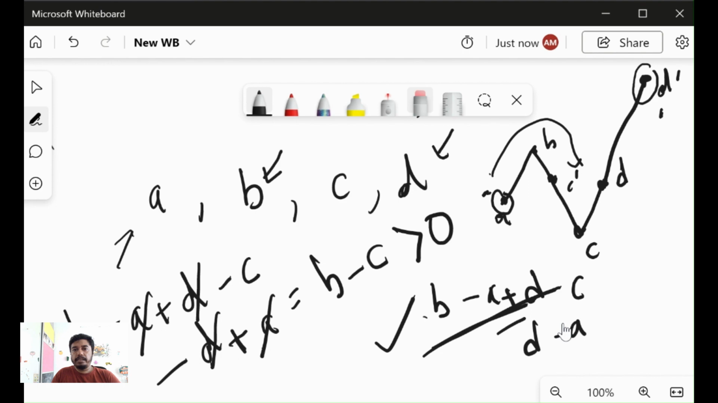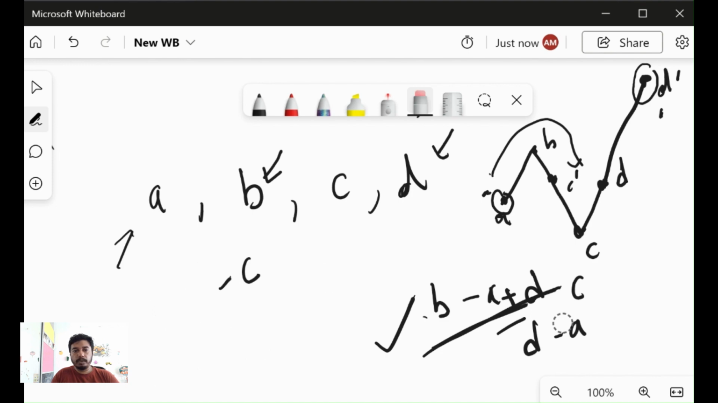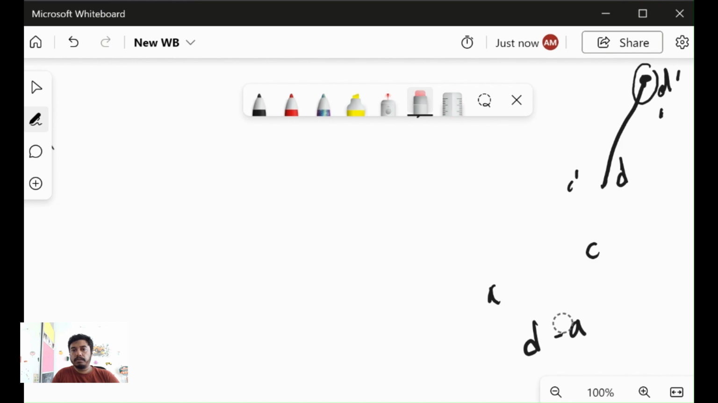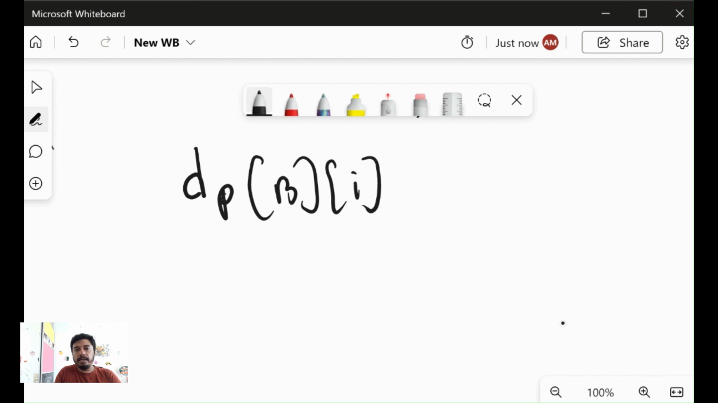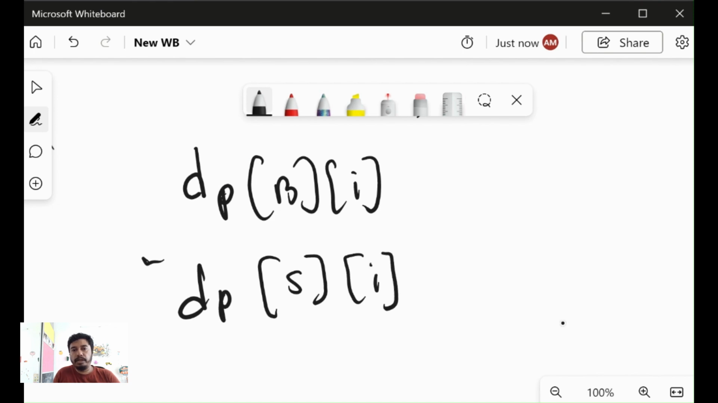Okay, now let's try to put this problem into the dynamic programming approach that we saw earlier. Let's erase this a bit. So according to our earlier DP approach, we have two variables, DP B of I and DP S of I. So we have these two quantities that we need to compute.